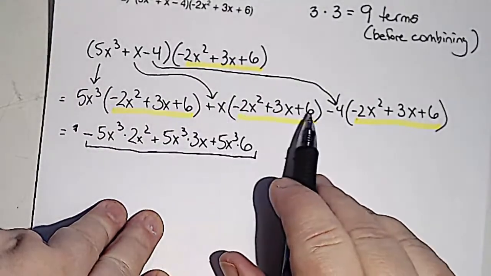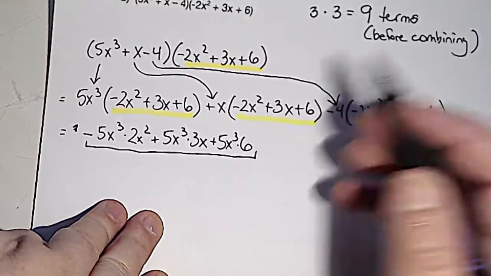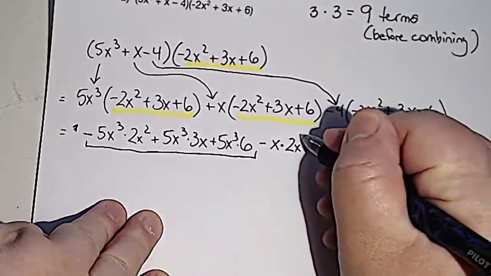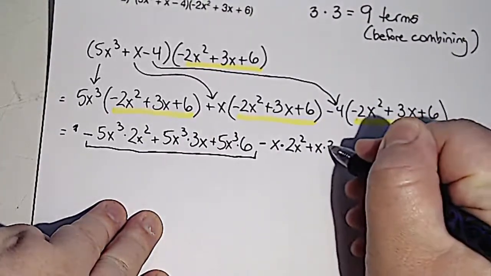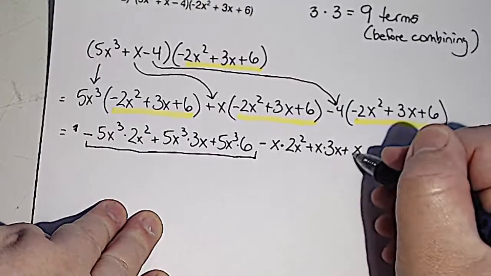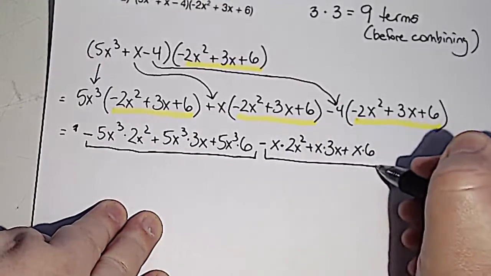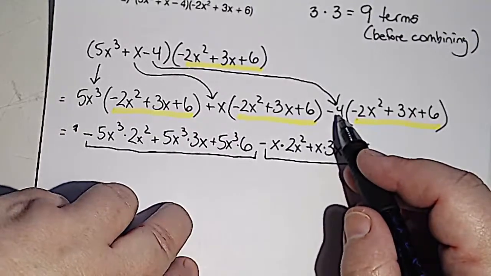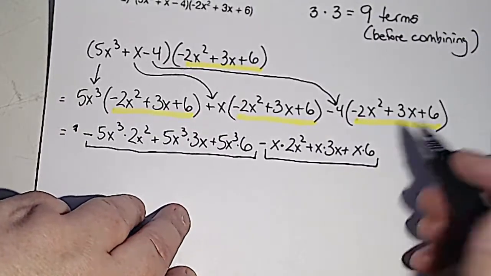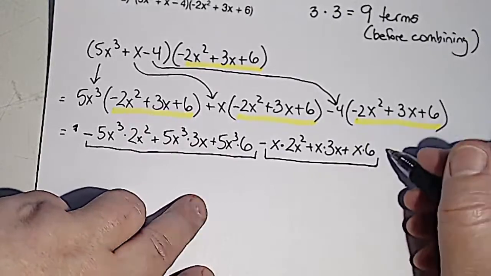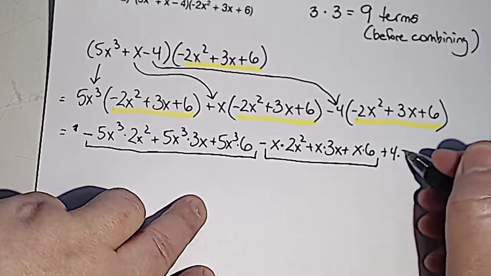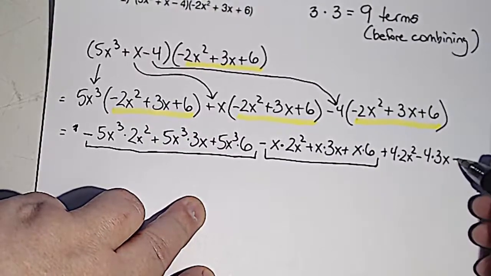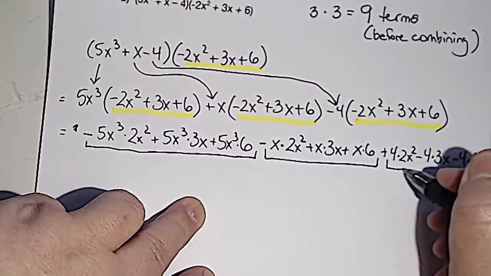Now x is going to go visiting. So x times negative, so negative, and then x times 2x squared plus x times 3x plus x times 6. So x went all the way through. Now let's take the negative 4. Now this is negative, so all the signs are going to change. Negative 4 times negative 2 plus 4 times 2x squared, minus 4 times 3x minus 4 times 6.